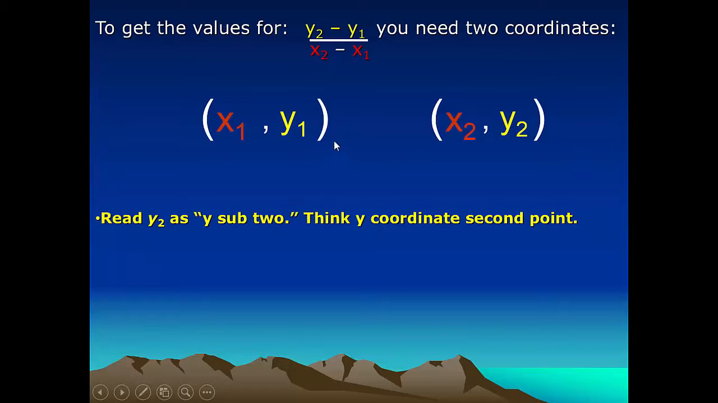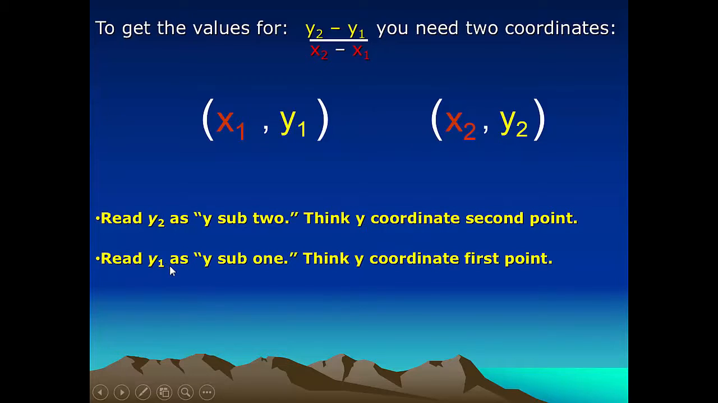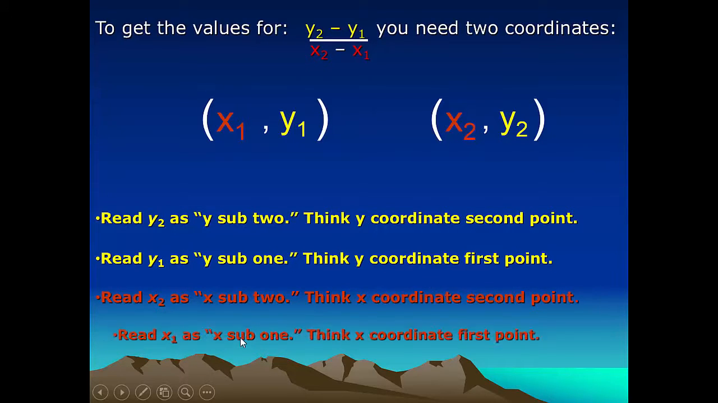So these are our 2 points or our two coordinates, but this y sub 2 is the y value in the second coordinate or the second point. Now y1 means y sub 1, which here it says think y coordinate first point. So we look at this first coordinate and that y value will be our y sub 1. And we do the same things for the x's. x2 is really x sub 2. So it's the x in the second coordinate or point, and then the x1 or x sub 1 is the x value in the first coordinate or point.